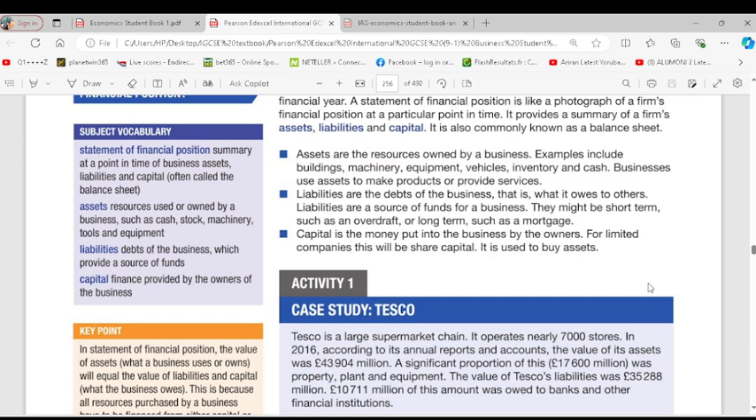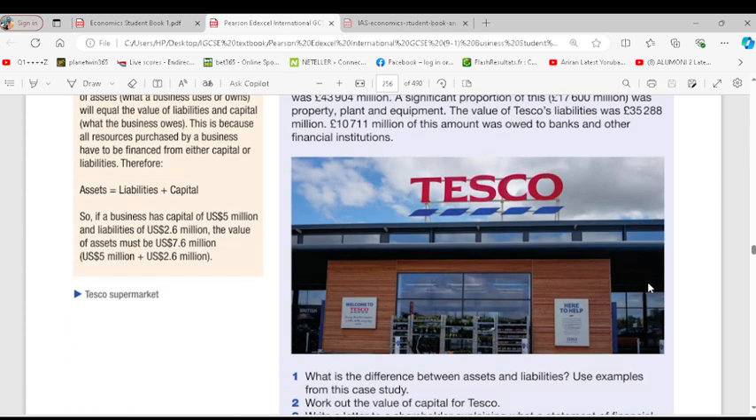Is it clear? Clear. Then the third one, capital, because the items in a statement of financial position are classified into three: assets, liabilities, and capital. For capital, it is the money put into the business by the owners. For limited companies, this will be share capital. It is used to buy assets. So capital is the amount of money put into the business, right? So for limited liability companies, this is through share issues. So the company sells shares, and what comes in return is capital. These are permanent capital. Clear? Clear. Any question about assets, liabilities, and capital there? No. Okay.